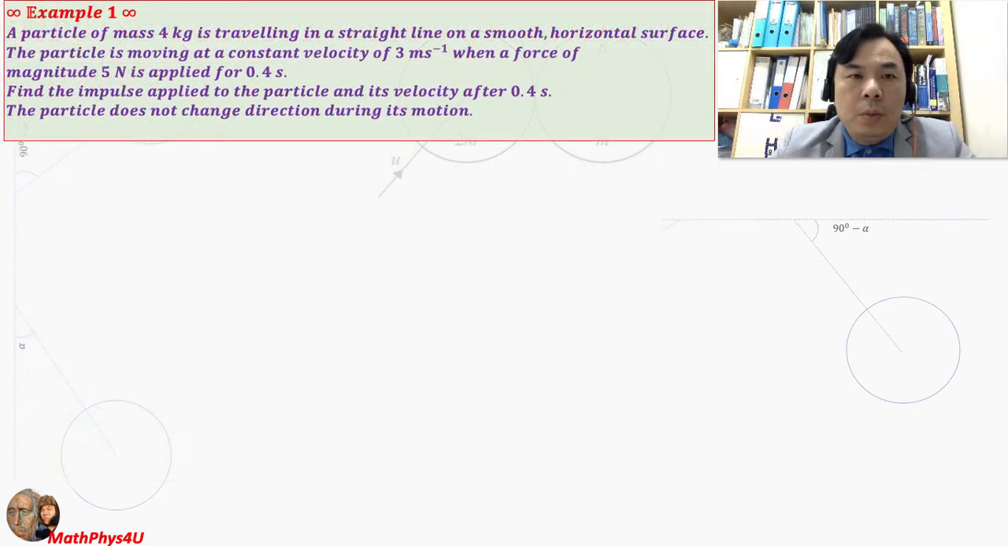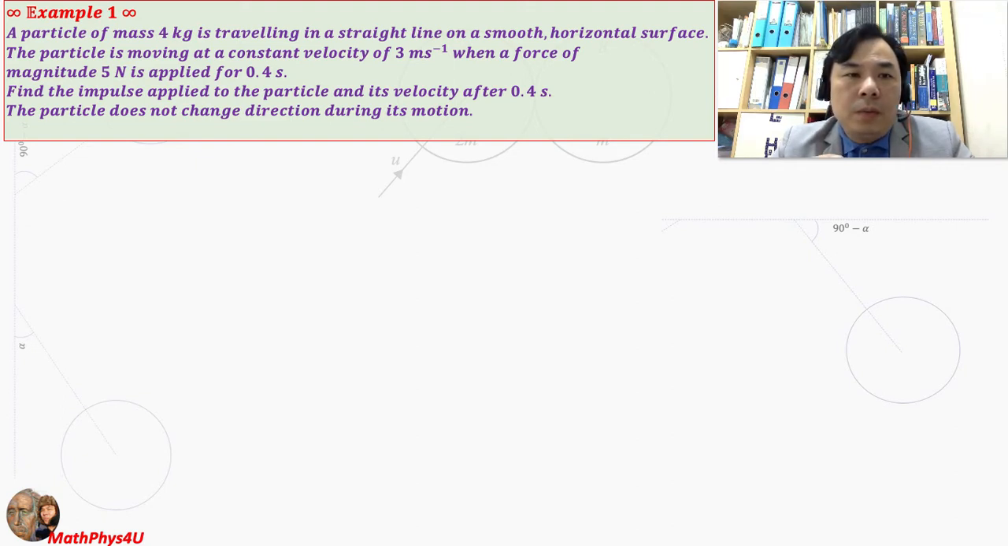Right, here I'm going to present to you how to actually apply impulse and simple calculations on momentum. All right. Now this is our first example. Right. Now we have a particle of mass 4 kg traveling in a straight line on a smooth horizontal surface. The particle is moving at a constant velocity of 3 meters per second when a force of magnitude 5 Newton is applied for a short duration of 0.4 seconds.